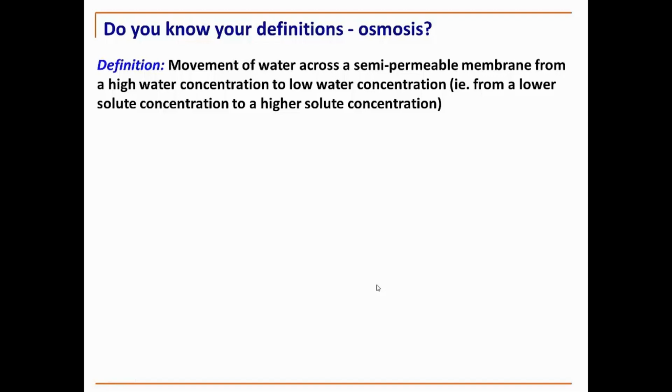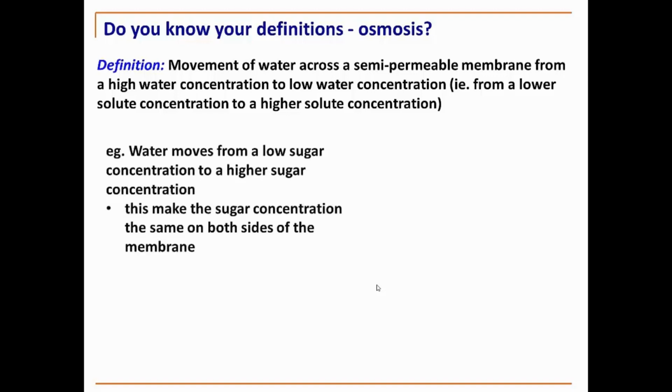Okay, so like I said, do you know your definitions? So remembering what osmosis is is a very, very important concept to understand. This is movement of water across a semi-permeable membrane. So in other words, it's permeable to water, but not to some other stuff. From a high water concentration to a low water concentration. You can think of it the other way, from a low solute concentration to a higher solute concentration. So, in other words, water moves from a low sugar concentration to a higher sugar concentration when there's a semi-permeable membrane in its way. And this therefore makes the sugar concentration the same on both sides.